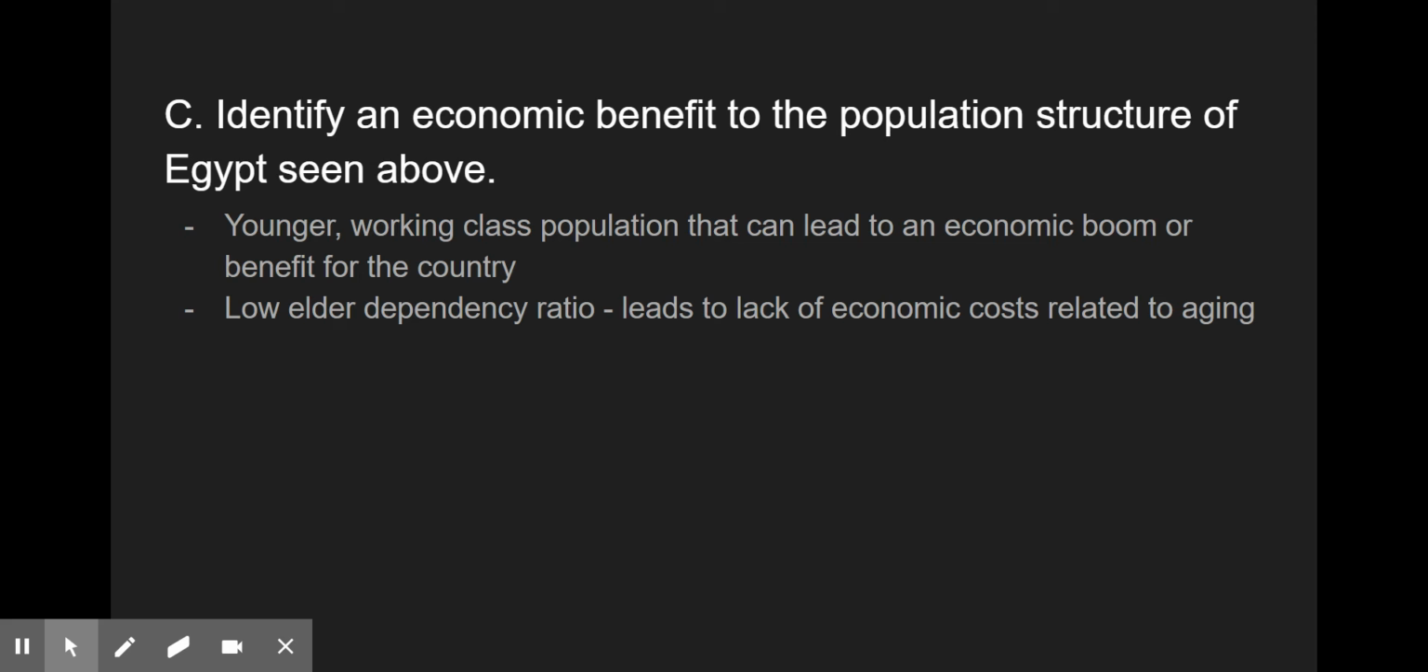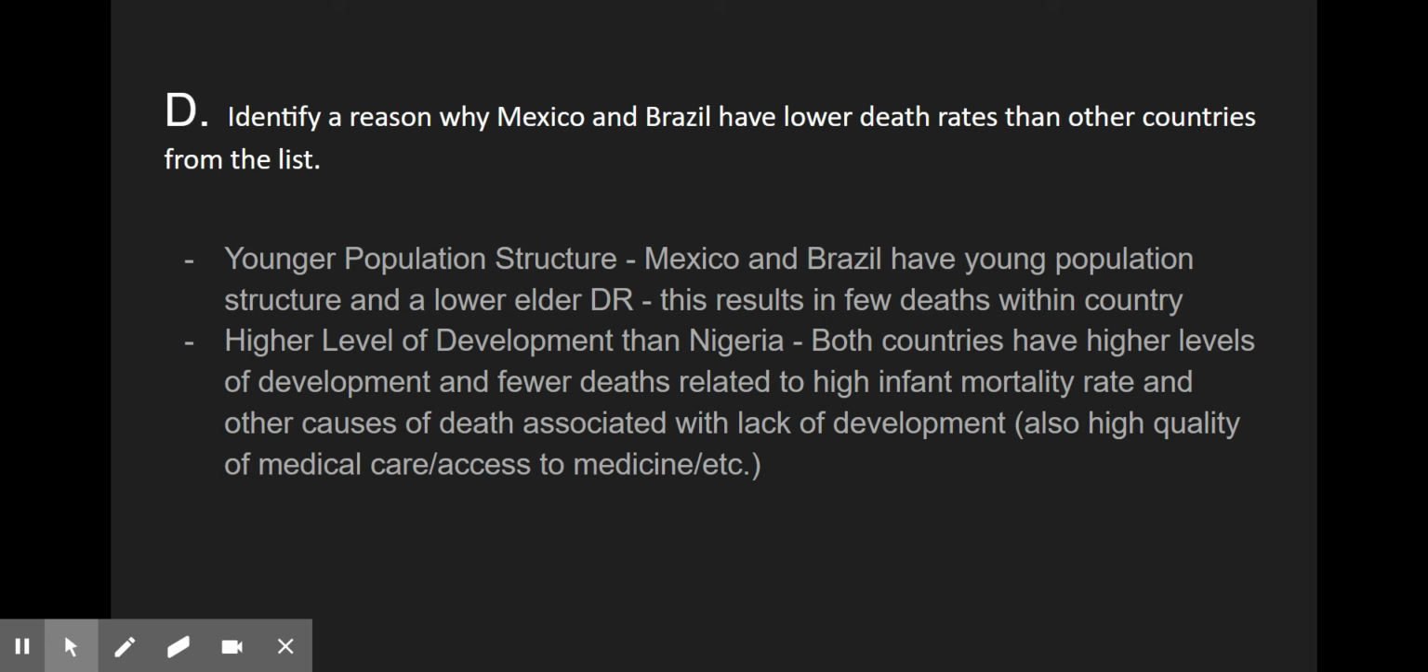So we have a much younger country, a country that is heading into its demographic and economic boom years, potentially. And with that, they have a lower elder dependency ratio as well. So we see the lack of economic costs related to aging.